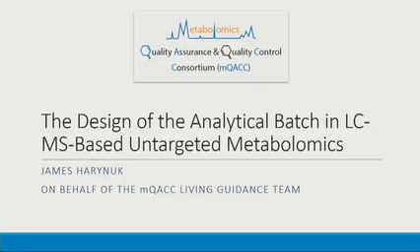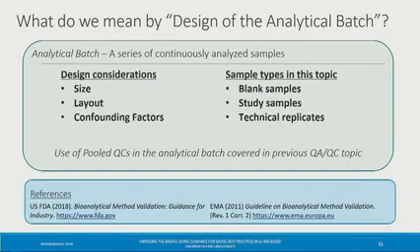I'll be continuing on talking about the analytical batches. Now, first, as we get started, we should define what we mean by an analytical batch, and that's, of course, any set of continuously analyzed samples. So you prep them and put them all on the rack and press go and let them all go. And when you're designing this batch, you have a lot of things to think about, including the size of the batch, how you're organizing your samples in the batch, and the types of samples that you're going to include. So things like blank study samples, technical replicates, pooled QCs, et cetera.